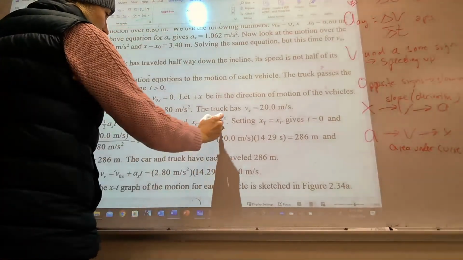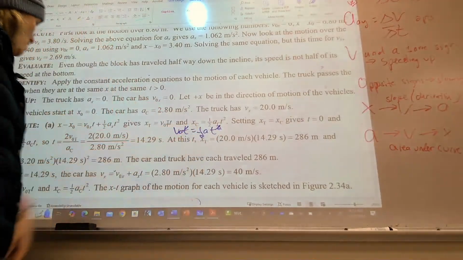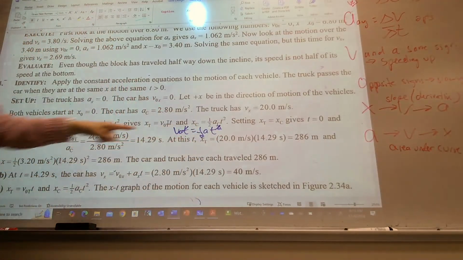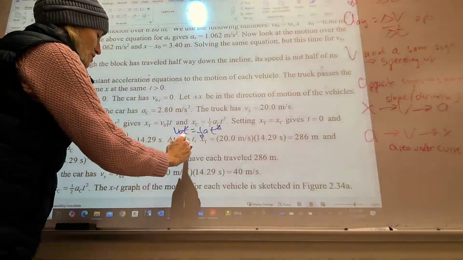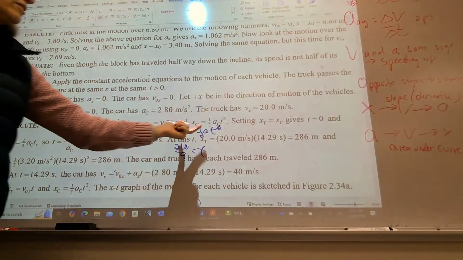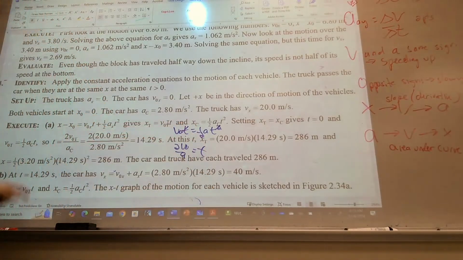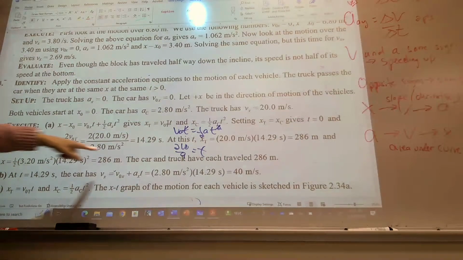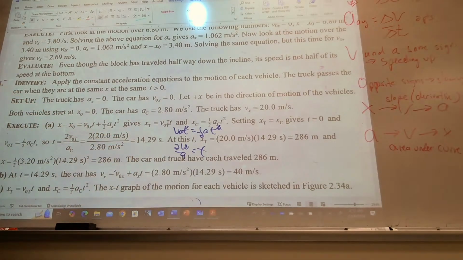So I can cancel out this t, cancel out that t, solve for my time. Move up the 2, so I get 2v0 over a is equal to my time. Obviously, when one passes the other, they have the same distance. You can set those distance equations equal to each other. So you get 14.29. You plug in that time to get 286. You could have plugged it into either equation because they're equal at that time.